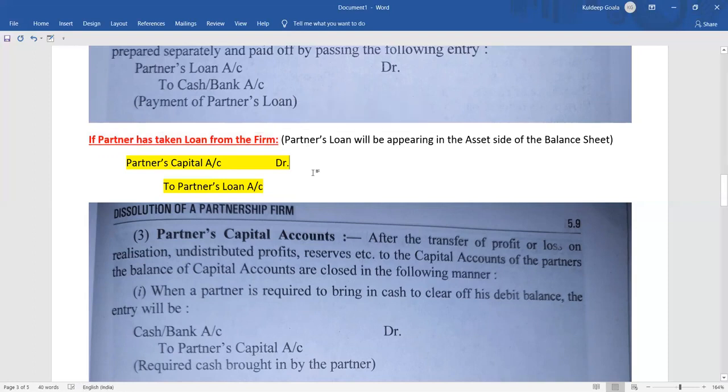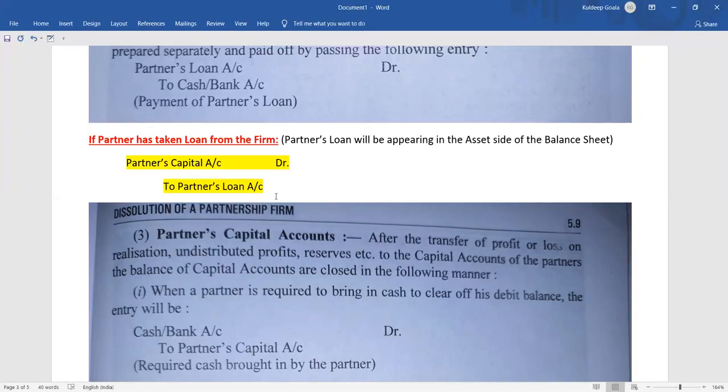If the partner has taken loan, it will appear in the asset side of the balance sheet. And how will you take it? We have to close it, because it is appearing in the asset, which means it is showing debit balance. So you have to close it by crediting it. So partners loan account will be credited, and where from we will take it? From the partners capital account. That is why partners capital account will be debited. So partners capital account debit to partners loan account if the firm has given loan to the partner, or the partner has taken loan from the firm, same thing.